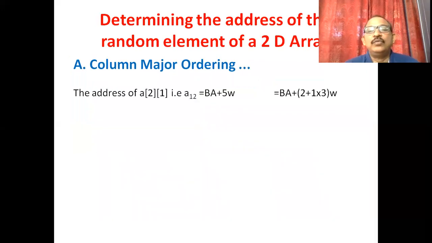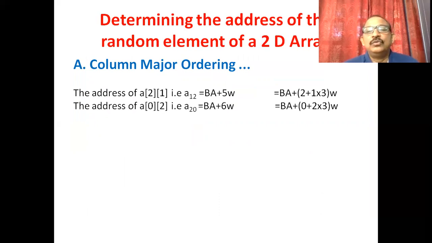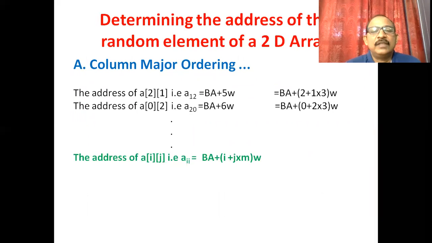Address of A21 is BA plus 5W, BA plus 2 plus 1 into 3, that is 5W. A02, BA plus 6W, 0 plus 2 into 3. In the same way, we can say the address of the ith row and jth column, Aij, is equal to BA plus I plus j into M. And what is the M? M is the number of rows.